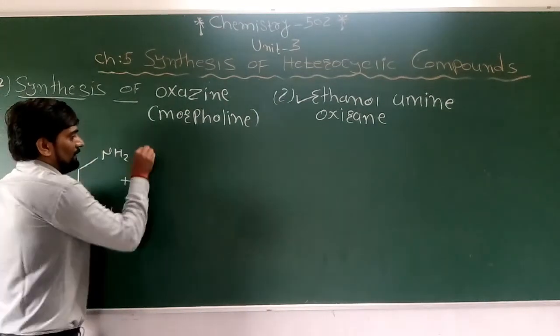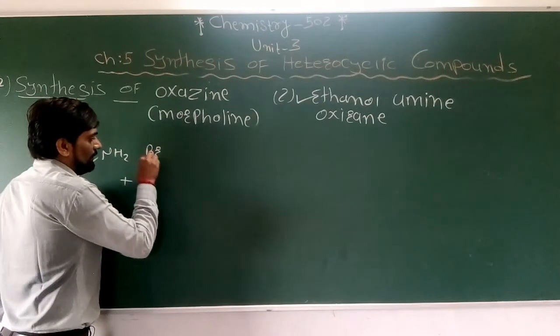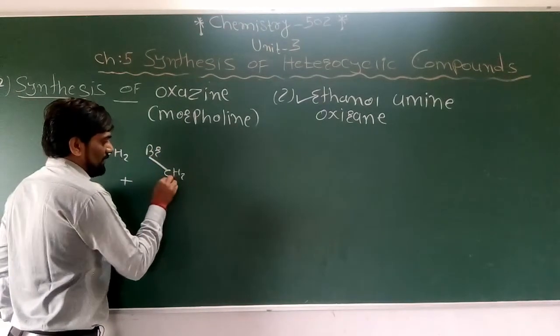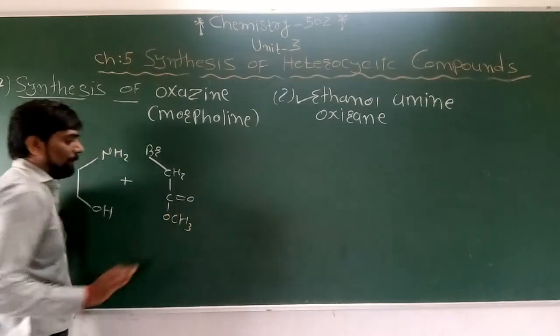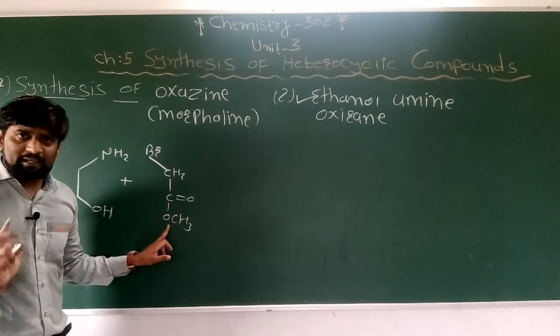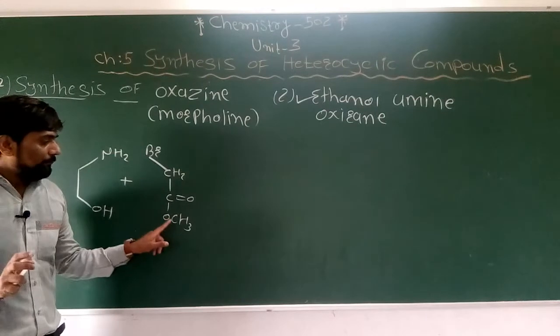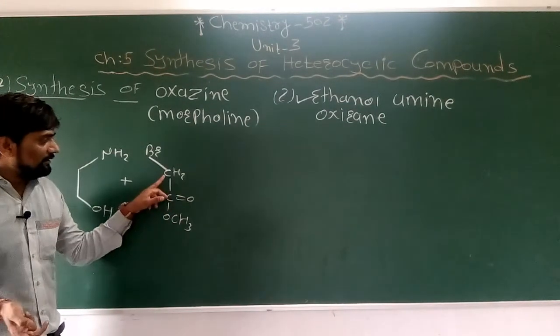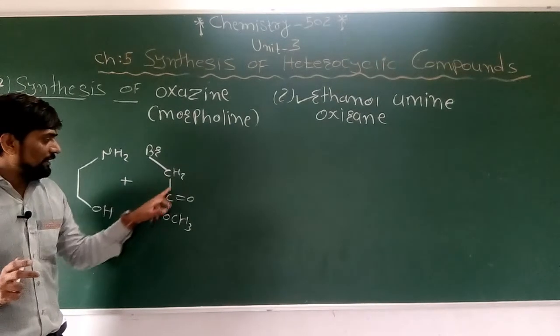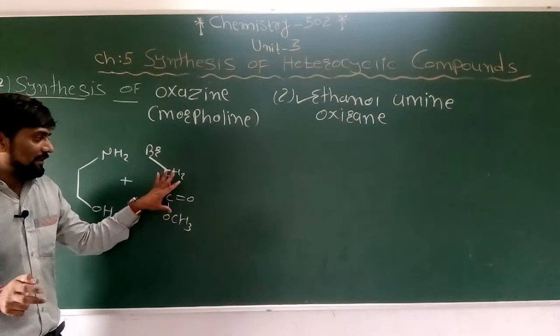So whenever this ethanolamine reacts with the Br, here CH2 is there. Here C double bond O, here OCH3 is there. So this compound is an ester. So this ester means a methyl group. Here C double bond O CH3 means ester. So which ester is there? So here CH2 C double bond O CH3. Here acetate group.